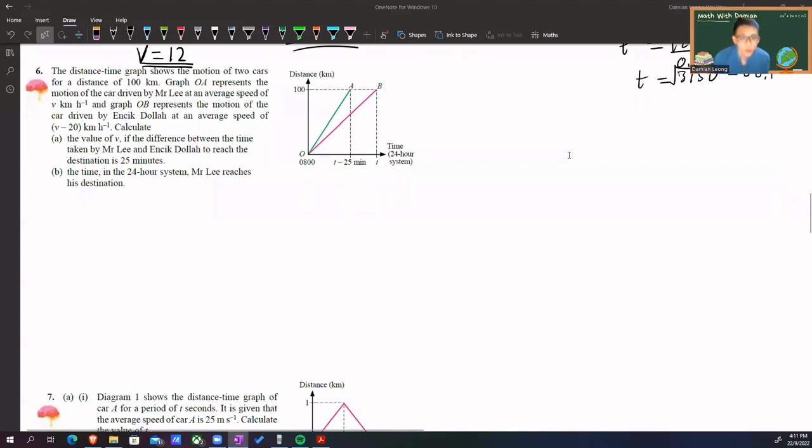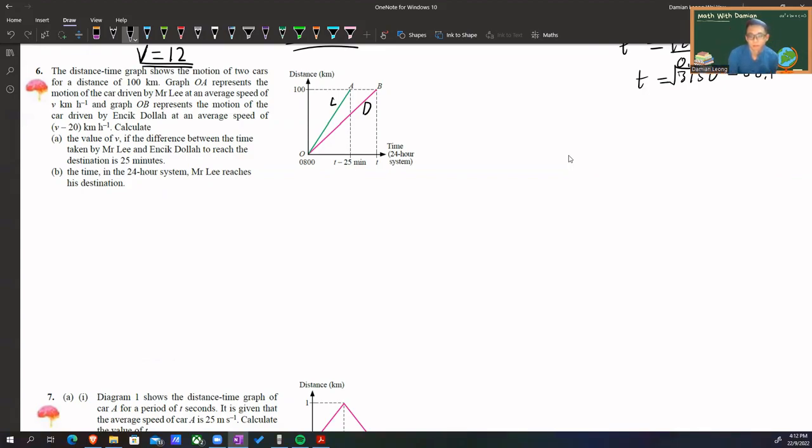Alright, so for question 6, distance against time graph, I have motion of 2 cars, distance 100 km. OA is for motion of Mr. Lee, and OB is for motion of Encik Dollar. So Mr. Lee moves at average speed of V km per hour, while Encik Dollar is V minus 20 km per hour. They want the value of V. Given the difference between time taken by Mr. Lee and Encik Dollar to reach the destination is 25 minutes.